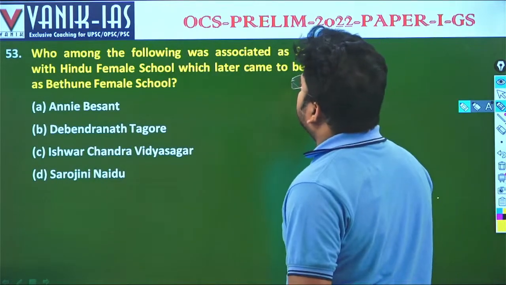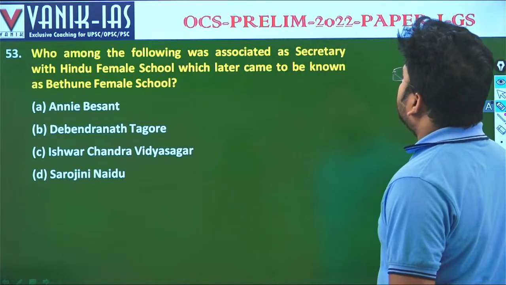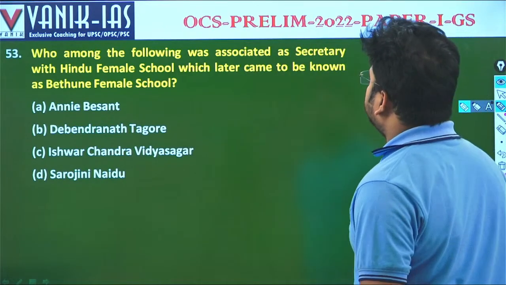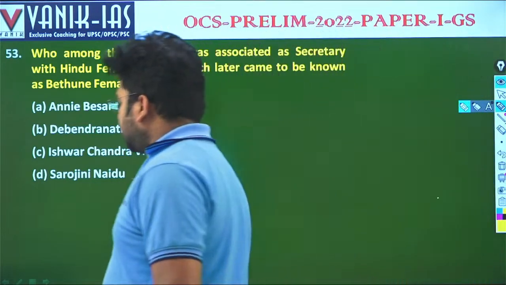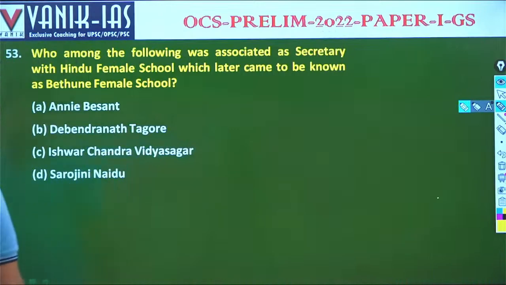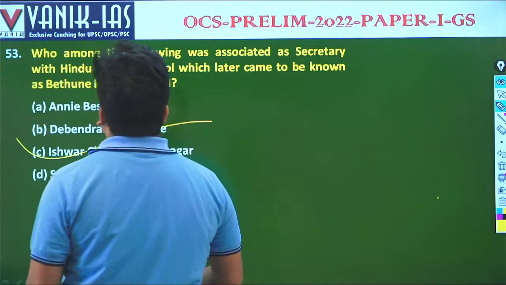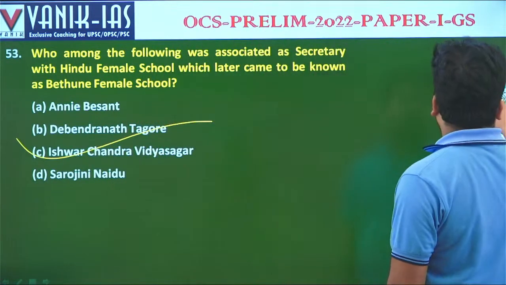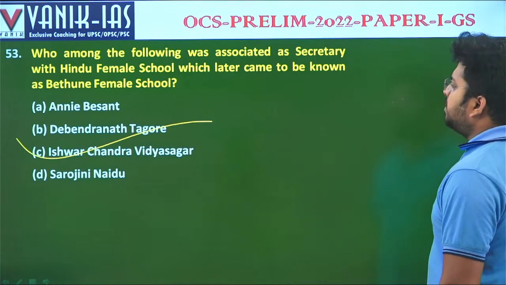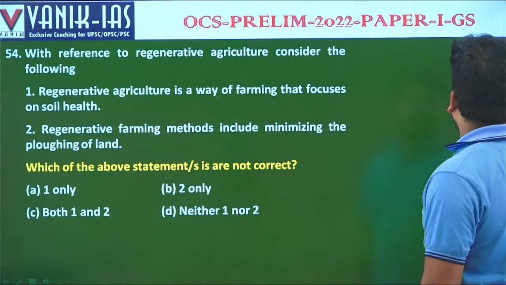Who among the following was associated as secretary of the Hindu Female School, which later became known as Bethune School? Bethune Female School: Annie Besant, Devendranath Tagore, Ishwar Chandra Vidyasagar or Sarojini Naidu. It is Ishwar Chandra Vidyasagar. He was associated as secretary of Bethune School. Okay, C. The Widow Remarriage Act in 1856 was brought by the efforts of Ishwar Chandra Vidyasagar.